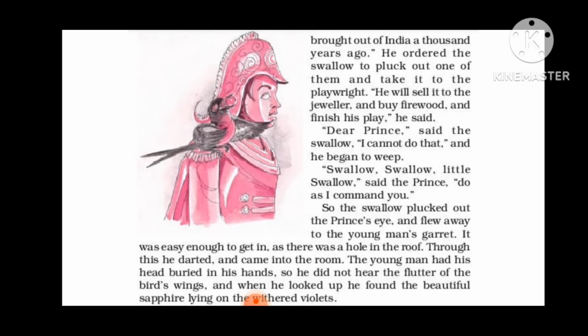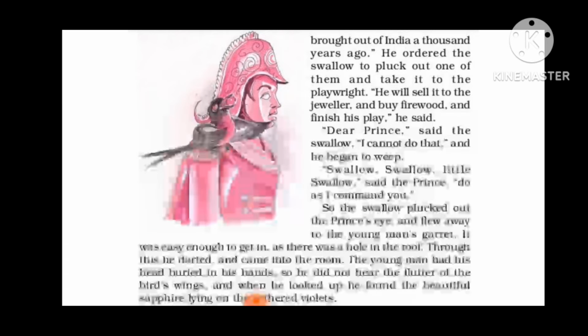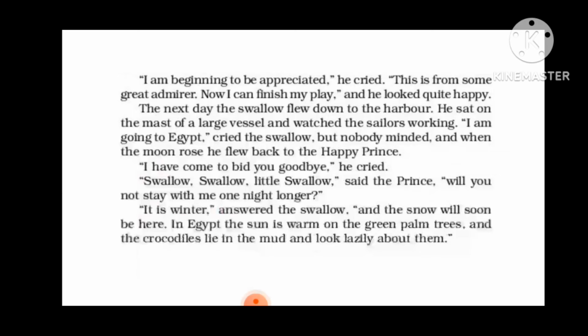And when he looked up, he found the beautiful sapphire lying on the withered violets, as the swallow had kept the sapphire near the withered violets, the flowers. So the young man saw that, and he thought, "I am beginning to be appreciated." He thought that some person who admired him had sent it. "This is from a great admirer. Now I can finish my play." And he looked quite happy. The playwright was looking quite happy. He thought, now he can finish his play.